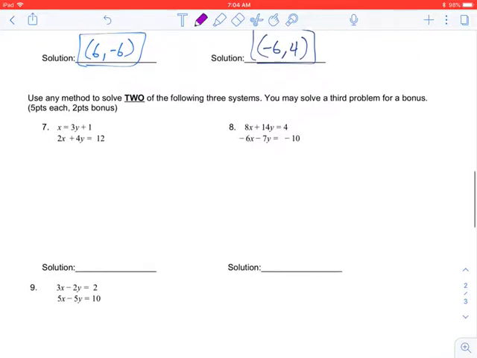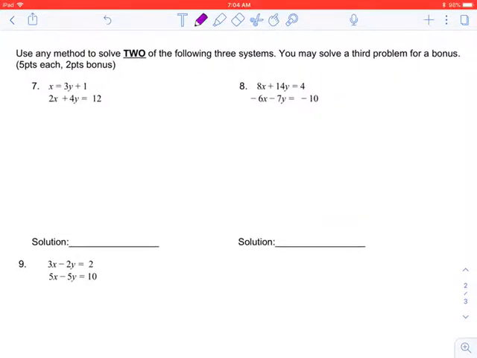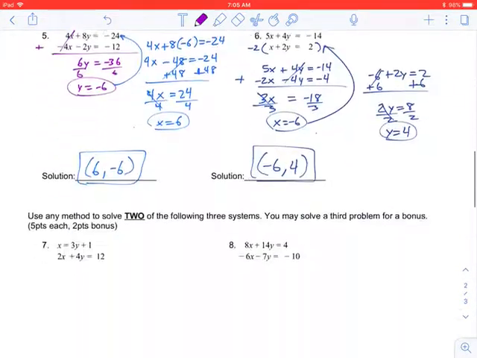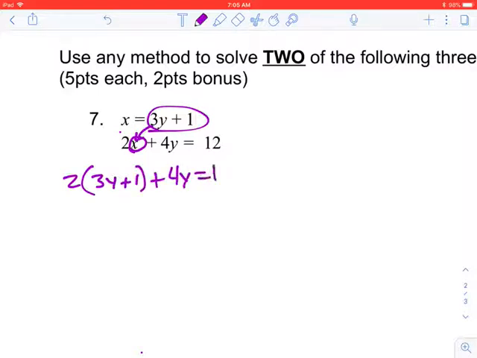And then the last two questions are kind of going to be a choice for you. You can choose whatever method you want to. But, again, if you want to do the better method, look for what method would work best. So make opposites or get x or y by itself. So in 7, x is already by itself here. So I can just plug that in for x right there. So instead of 2x, it's going to be 2 times 3y plus 1, plus 4y equals 12.